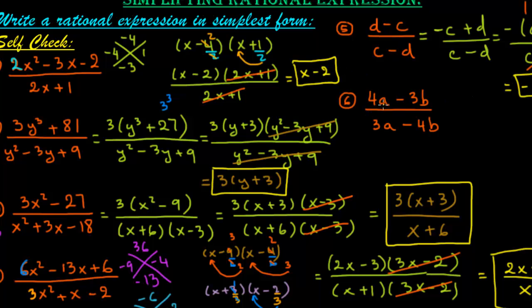On problem 6, we have 4a minus 3b over 3a minus 4b. They look almost the same, and they already line up. But the problem is that one has 4a and the other 3a, one has 3b and the other 4b. They almost look the same, but they are not the same. So this one basically cannot be simplified. It is already in lowest terms. We cannot do anything.